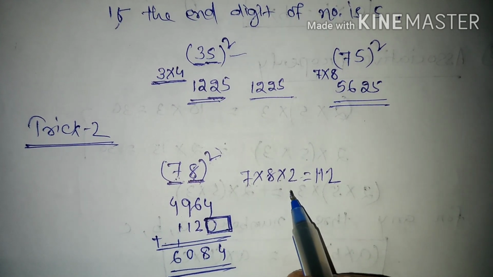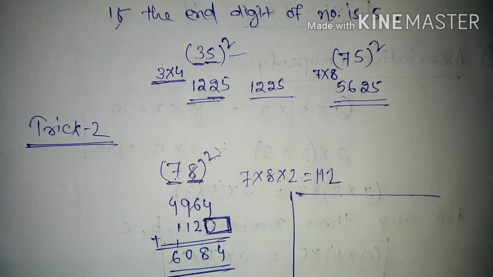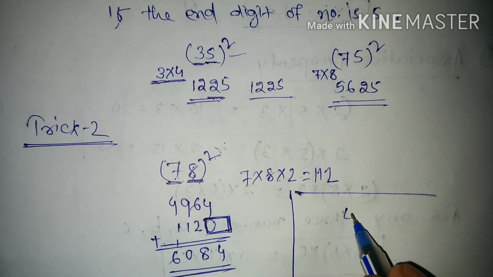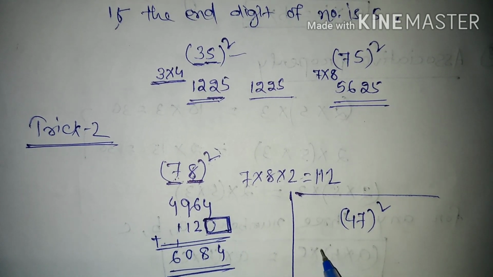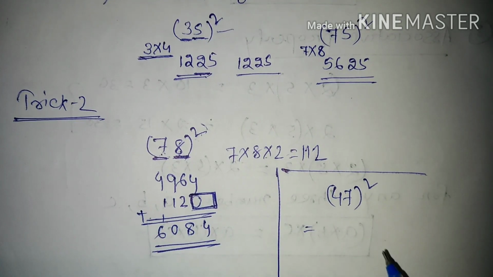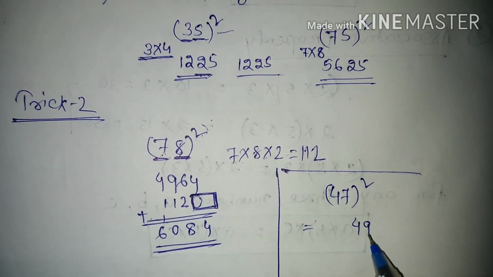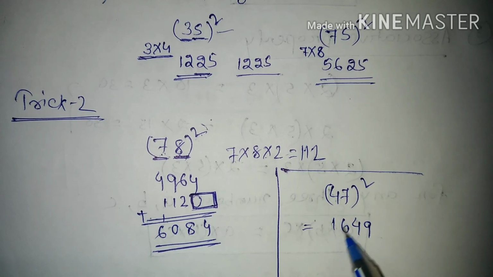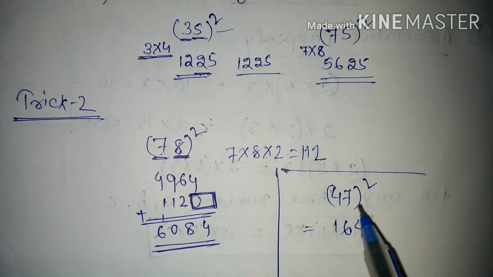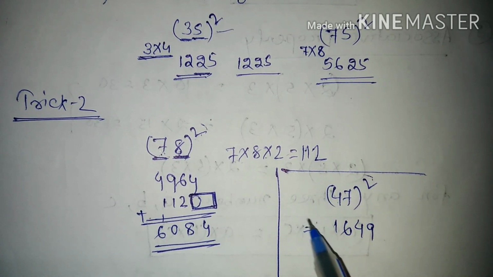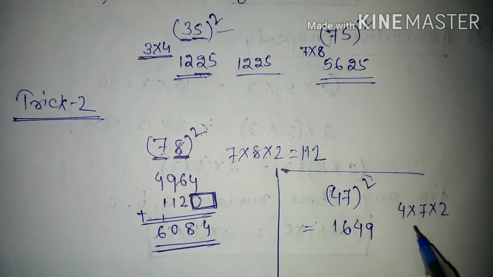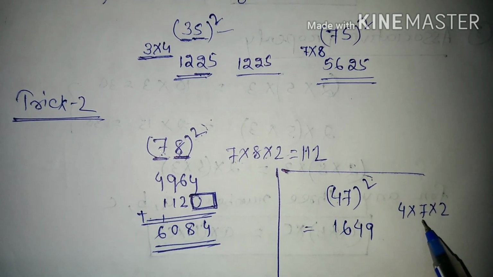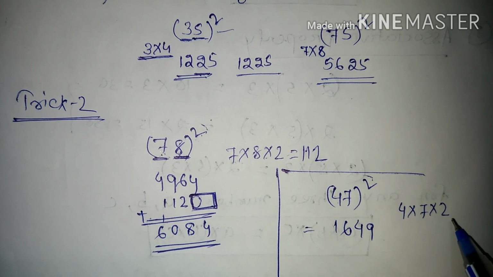Then I will take another number. Let's take 47, the square of 47. Let's do the same thing. The square of 7 is 49. The square of 4 is 16. Then what do we have to do? We have to multiply these digits: 4 into 7 into 2. That is 4 into 7, 28, into 2, 56.